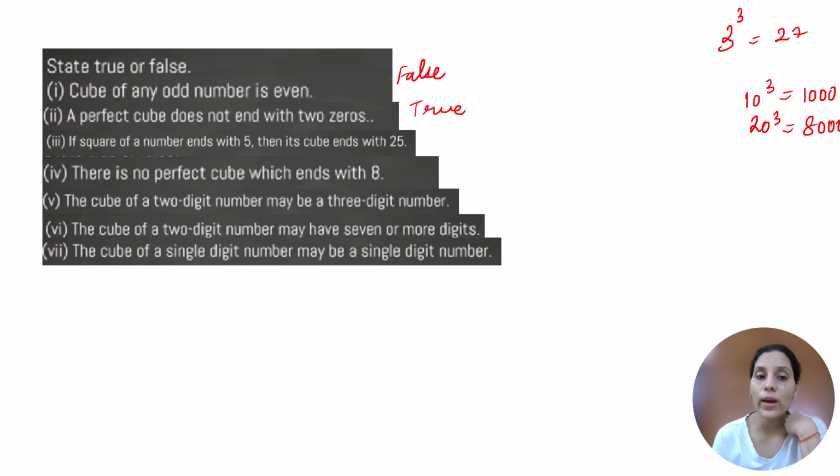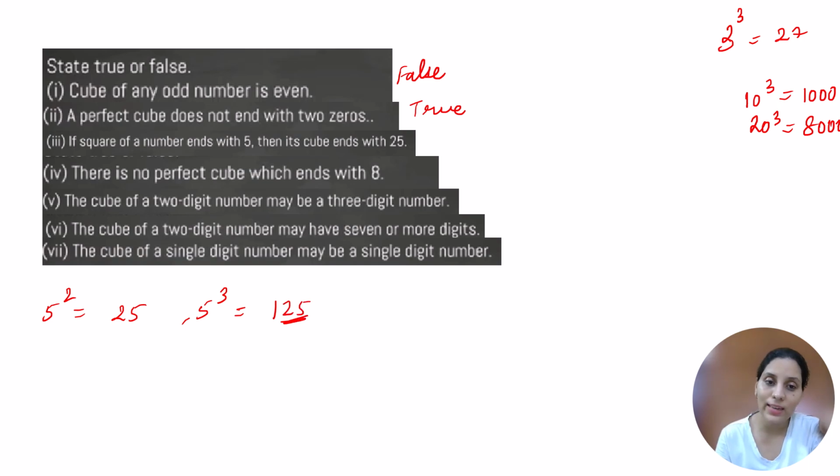Next, if a square of a number ends with 5, then its cube ends with 25. Square of a number ends in 5. So let me take 5 square. 5 square is 25 and its cube, 5 cube, is ending in 25. This is right, but you just can't take one example. You should take more than one example to be sure. So let us take another example. 15 square. 15 square is 225. Yes, the square is ending in 5.